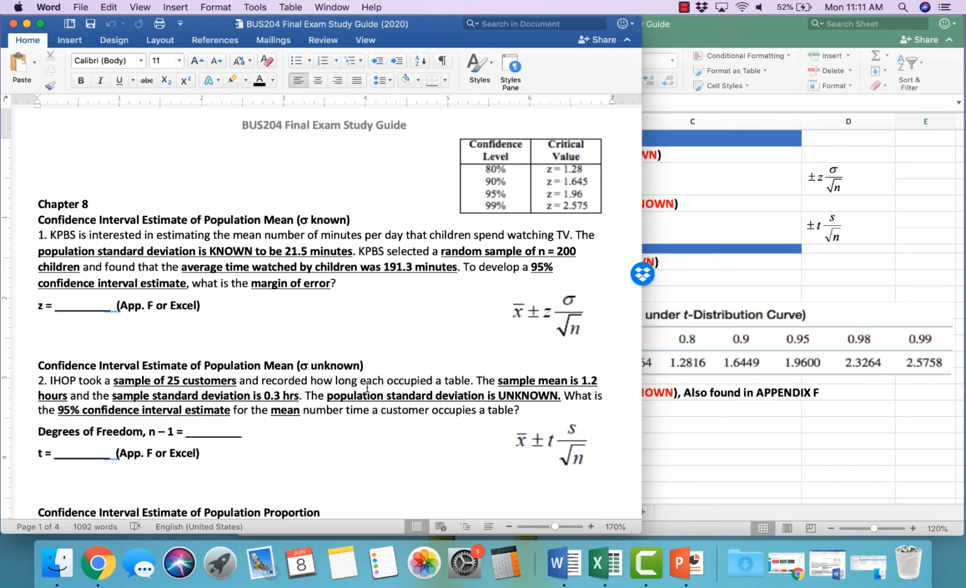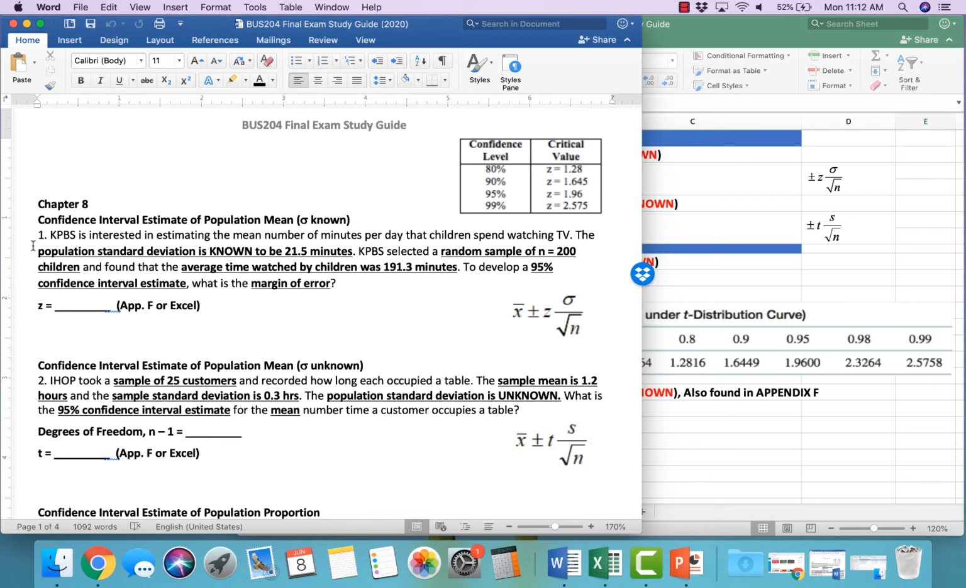In this video, I'll be going over the final exam study guide, which covers chapters 8, 9, 10, and 14. So in chapter 8, we learned about confidence interval estimates. Our first problem here is a confidence interval estimate of a population mean when the population standard deviation is known.